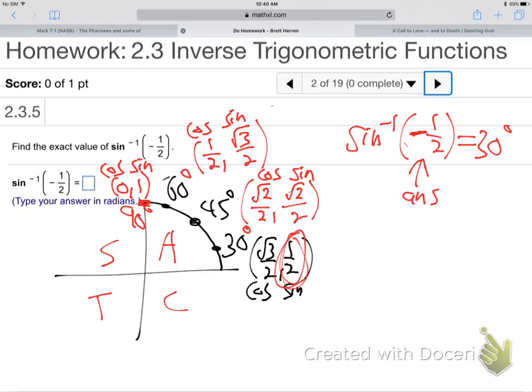Only tangent and his upside down cotangent are positive in the third. The other four are negative. Only cosine and his upside down secant are positive in the fourth. The other four are negative.